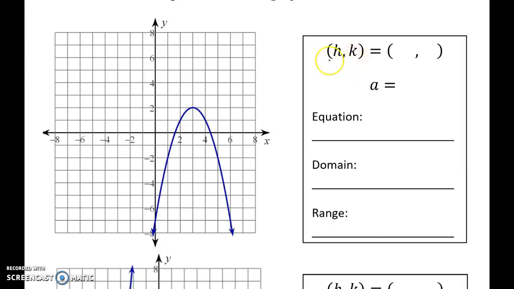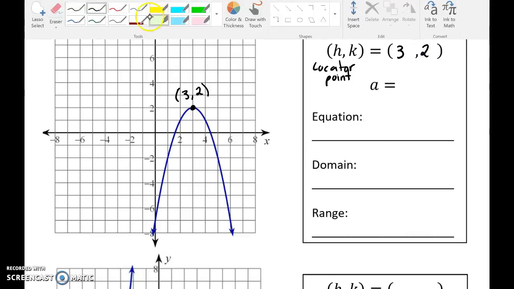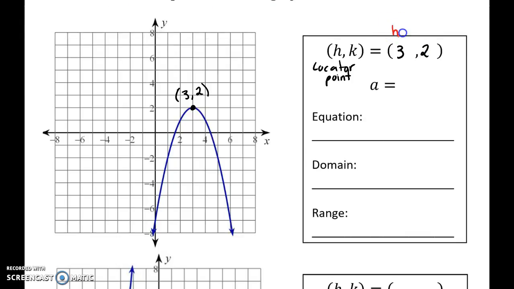First of all, we need to locate this HK. If you'll remember, this is called the locator point on our graph. And this is a quadratic function, so we're going to look for the vertex, the highest point in this case, to identify our locator point. And that point is 3, 2. So I can fill that in here. That means that my H is 3 and my K is 2.